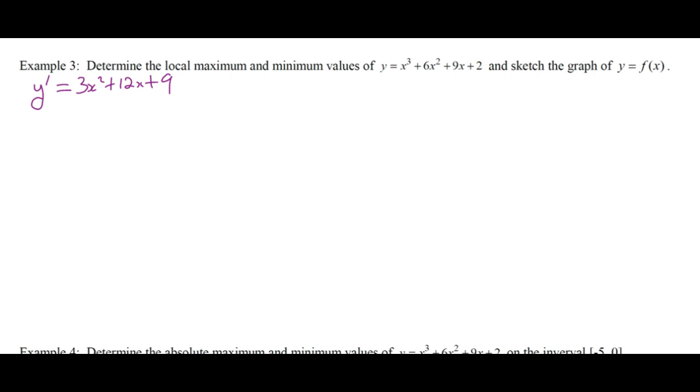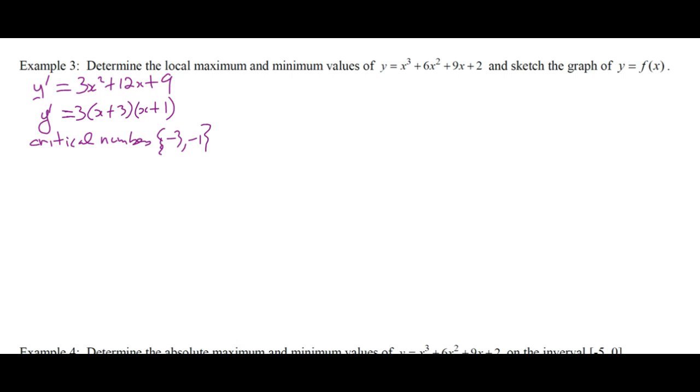Well, we're going to realize that it exists everywhere, right? So we could say it's 3 times x plus 3 times x plus 1. So y prime is equal to that. And the critical numbers are -3 and -1. All right.